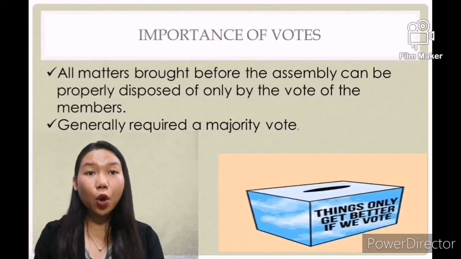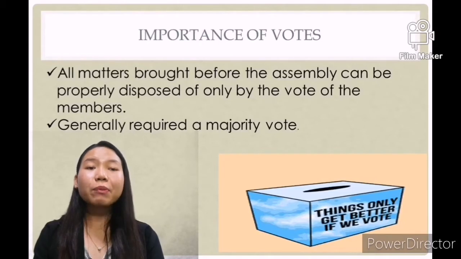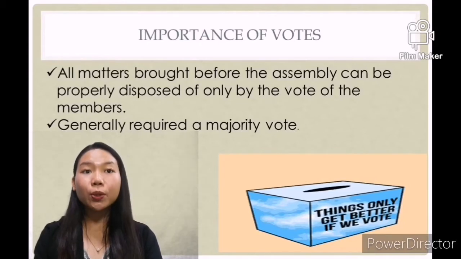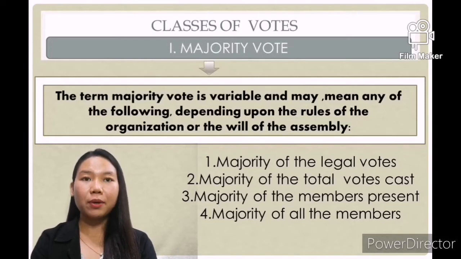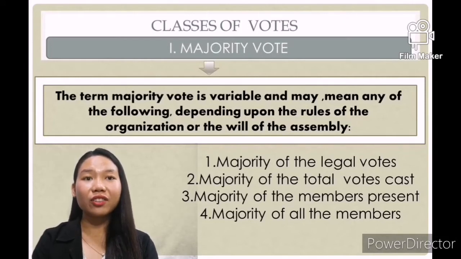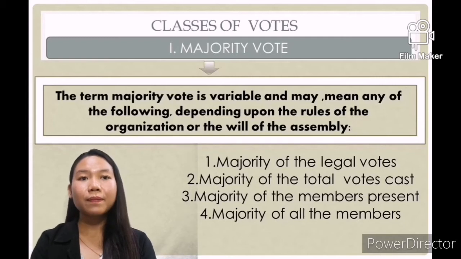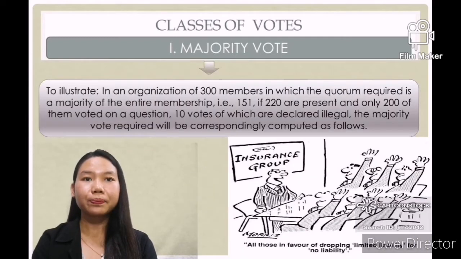It is important because all matters brought before the Assembly can be properly disposed of only by the vote of the members. Under majority vote, there are majority of legal votes, majority of total votes, majority of members present, and a majority of all members. And for us to easily understand these types of majority vote, I have here an illustration.